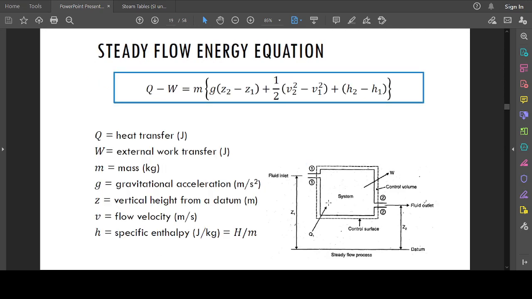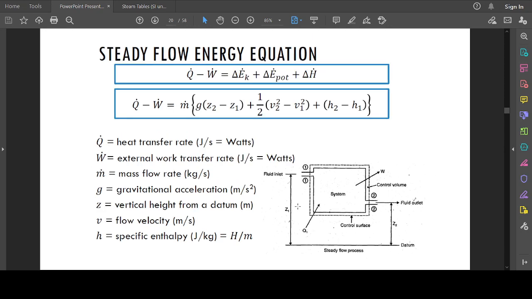So the steady flow energy equation in this kind of system will be given as this, where Q is the heat transfer minus the work done by the system or to the system, equals the mass of the material multiplied by the potential energy, the kinetic energy, and the enthalpy. And all the variables here have their units represented here. As you can see, all the units are in SI units.